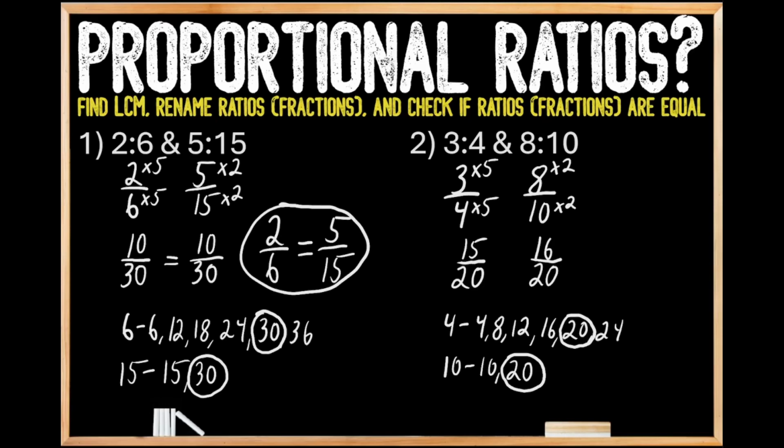And clearly here, these two ratios are not equal. Since they're not equal, that means that they do not form a proportion, which we can write as 3 to 4 does not form a proportion with 8 to 10. Hopefully by now you understand how to determine if ratios form a proportion using equivalent fractions.